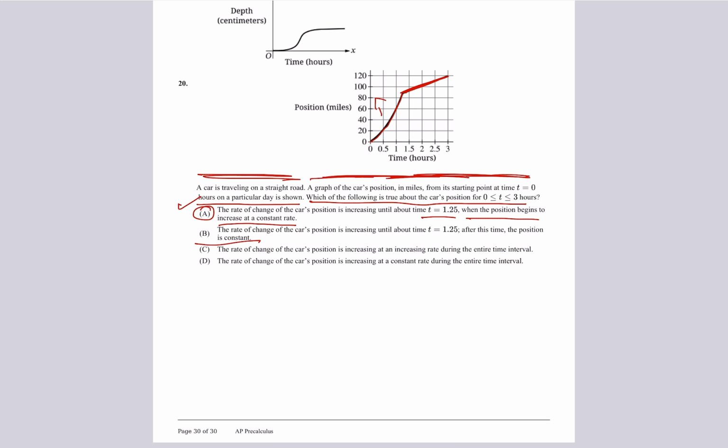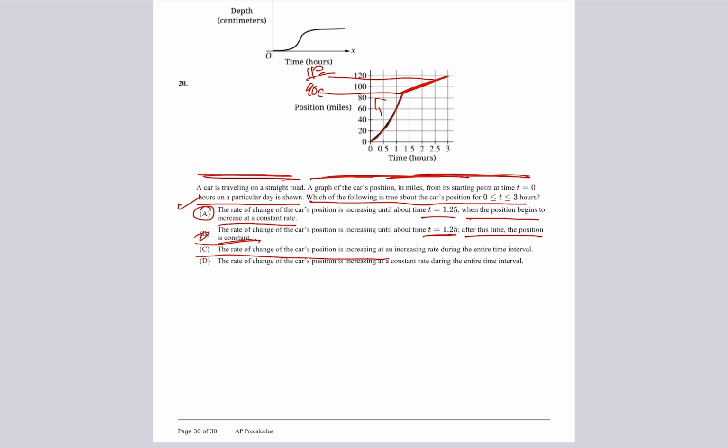What about B? The rate of change is increasing until about time t equal to 1.25. After this time, the position is constant. They're saying the position is constant. No, the rate is constant. It's not that the position is constant. The position is changing. The position at this point was 90, and then at this point it was 110, correct? The position is changing.